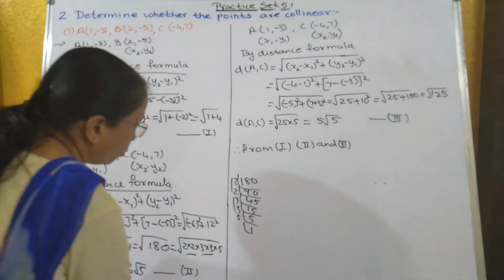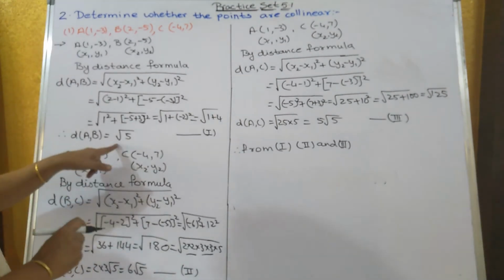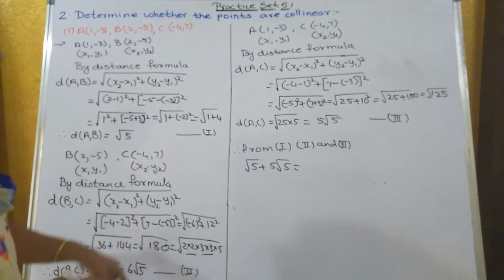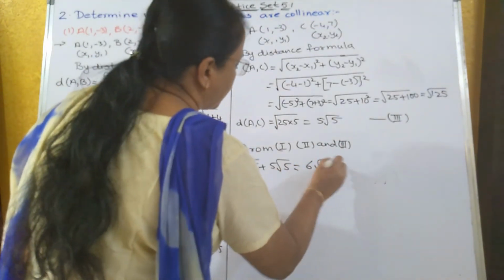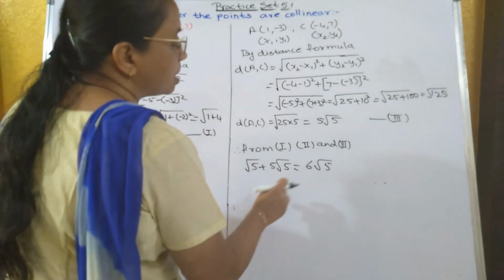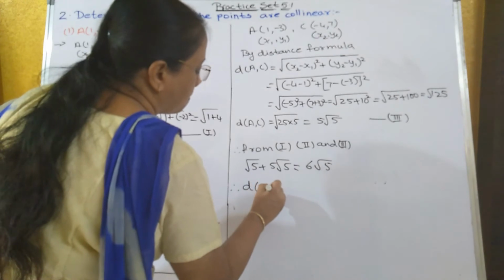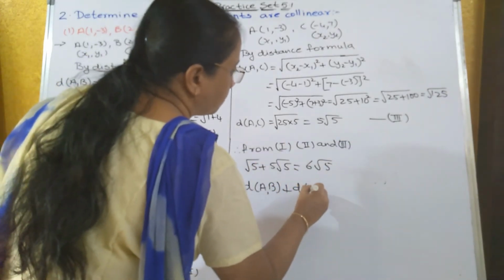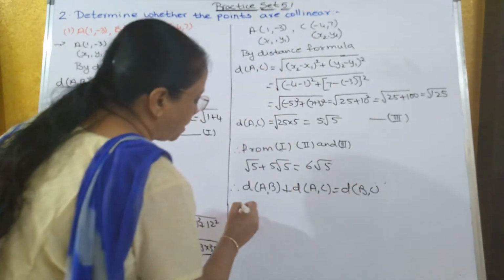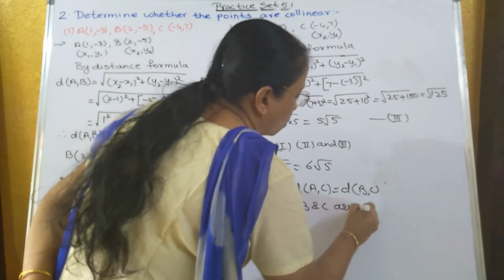Now from 1, 2 and 3, what do we get? If you see, when you add root 5 and 5 root 5, we get 6 root 5. 1 plus 5 is equal to 6 root 5. यहाँ पे कोई नंबर नहीं है तो उसका मतलब क्या है? 1. 1 plus 5 is how much? 6. तो एक रूट 5 और 5 रूट 5 मिलके कितना होता है? 6 रूट 5. Therefore, distance AB plus distance AC is equal to distance BC. Therefore, points A, B and C are collinear points.